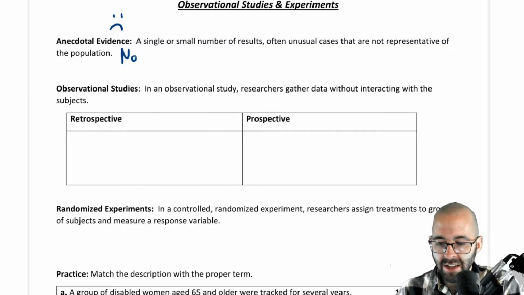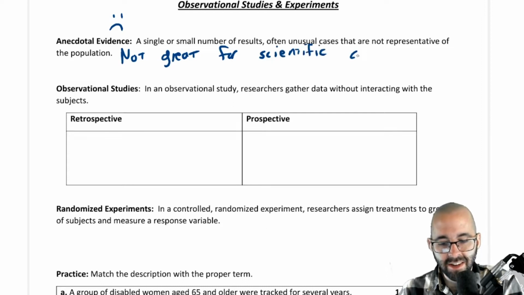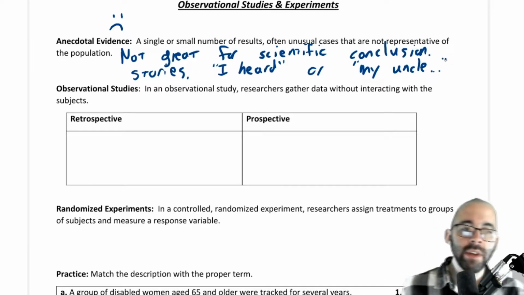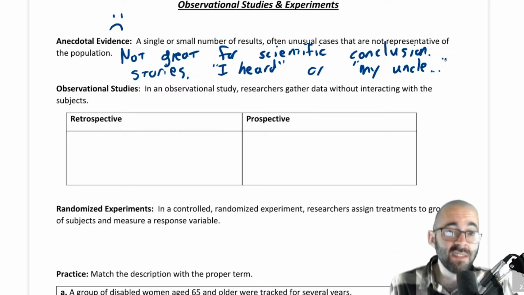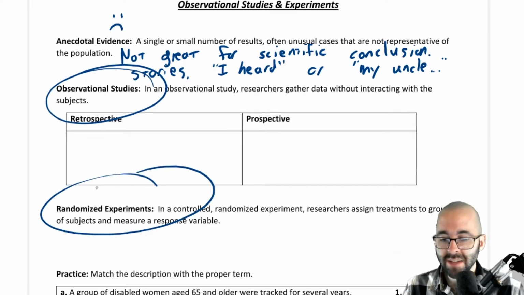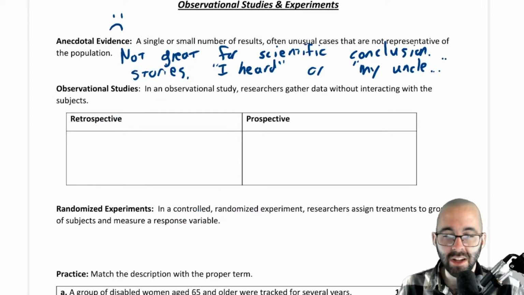Not great for scientific conclusions. And again, a lot of these are like stories, or, I heard from so and so, or my aunt, my uncle, etc. Now, sometimes anecdotal evidence is something, but in general, observational studies and randomized experiments are a much better way of getting scientific conclusions.